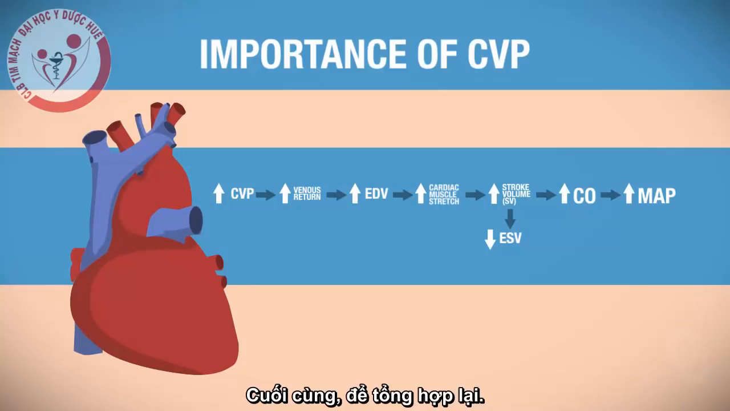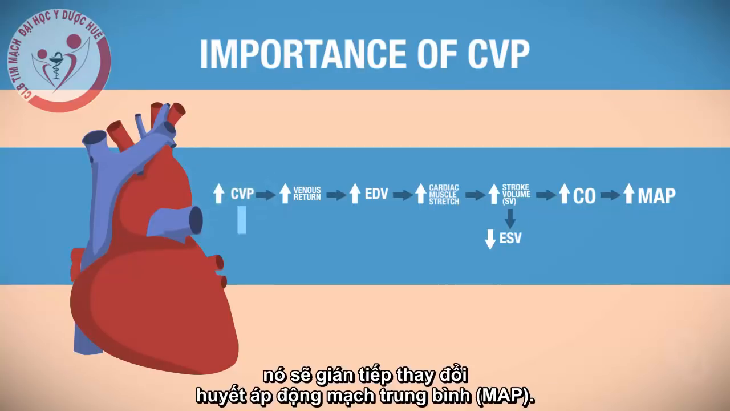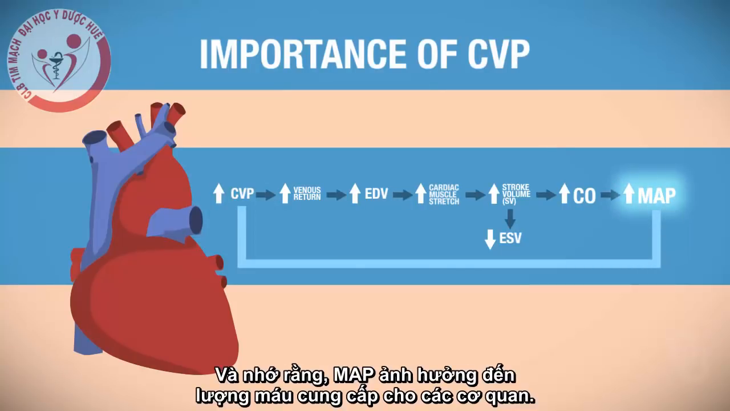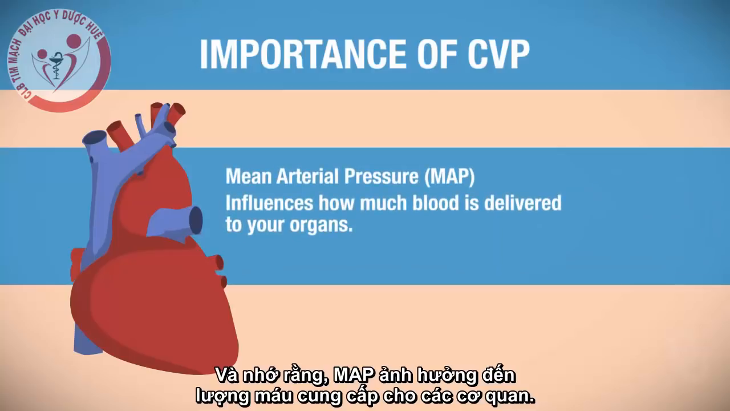All right, so to recap, if we alter central venous pressure, that will indirectly influence your mean arterial pressure. And remember that mean arterial pressure influences how much blood is delivered to your organs.